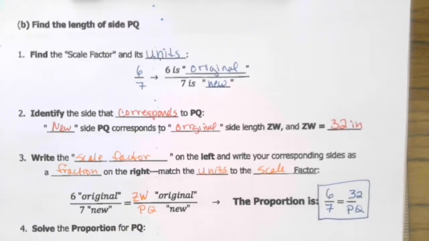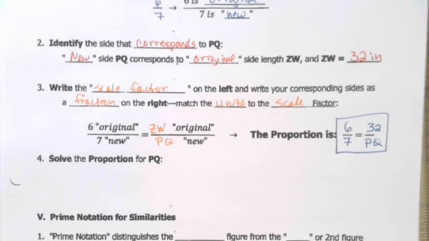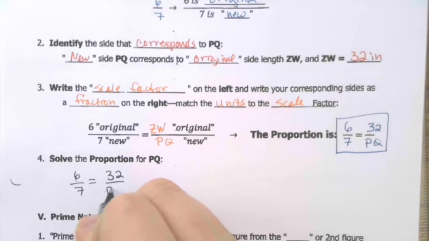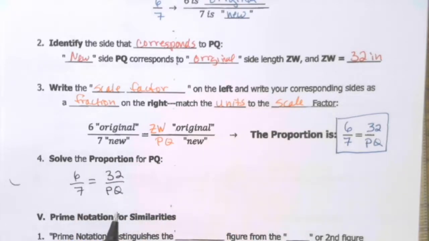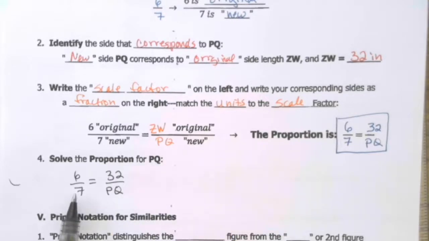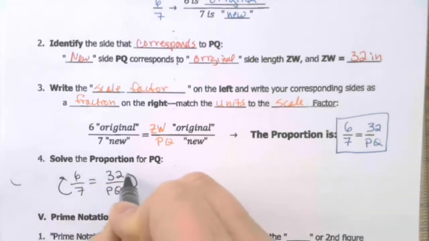That's what we're going to solve. So let's go into the solving step. 6 over 7 equals 32 over PQ. Now this time what we're trying to find is on the bottom because PQ is from the new figure, and we have to have the new part of the scale factor in the same place as the new part of the right-hand fraction. All right, to solve for PQ, we're going to do flippy step.